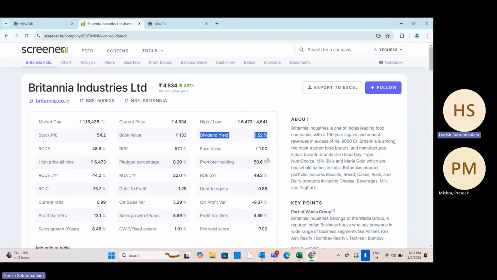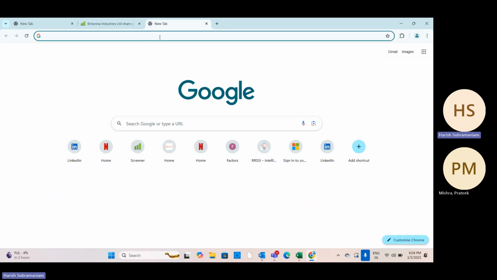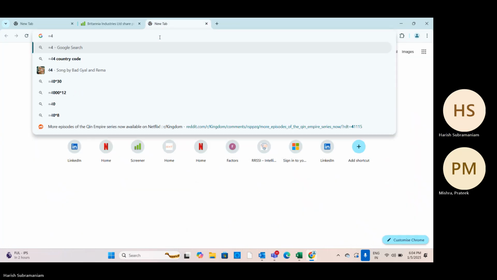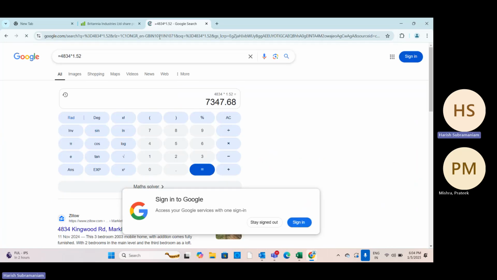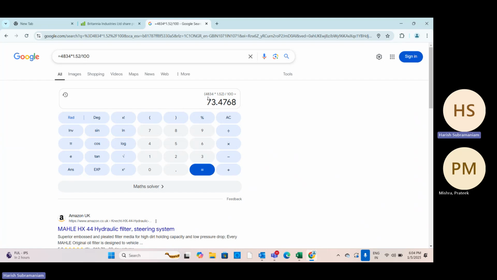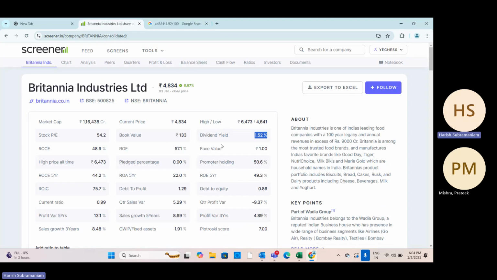Dividend yield is how much dividend the company is giving. So right now, Britannia share price is 4,834. So the company gave a dividend of 1.52% of this. Sorry, by 100. So per share, the company gave a dividend of about 73 rupees. So that is dividend yield.